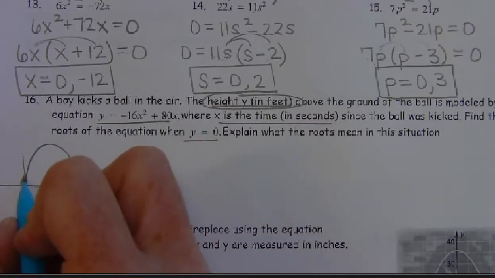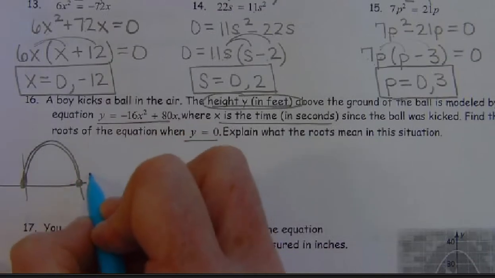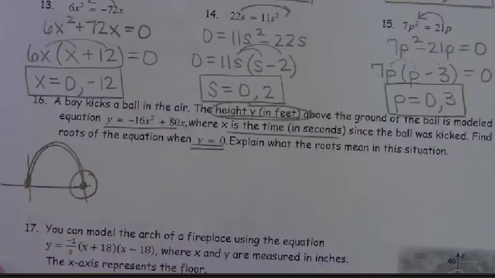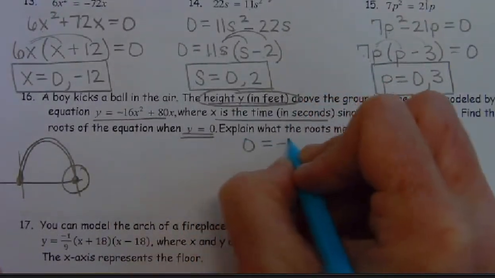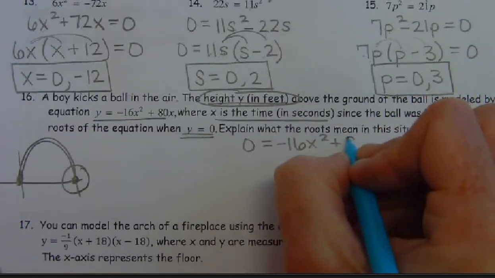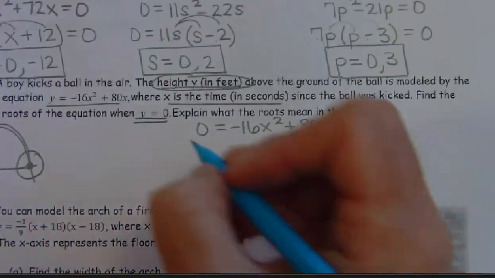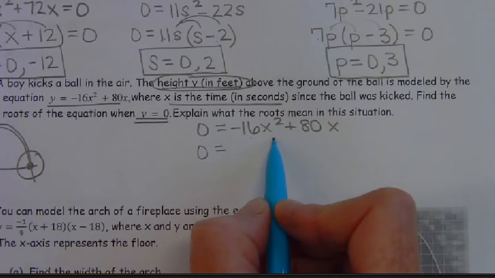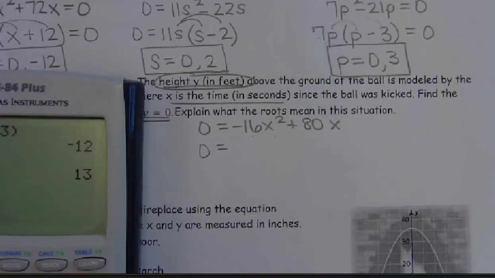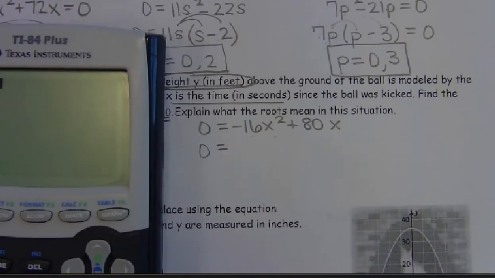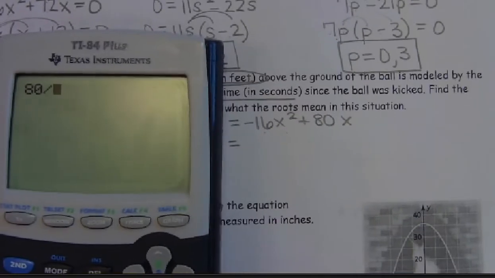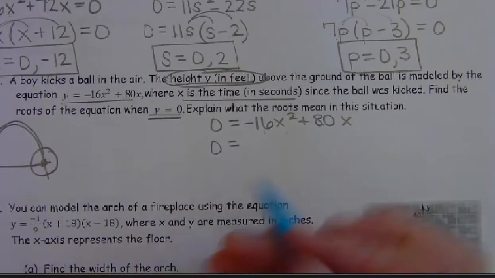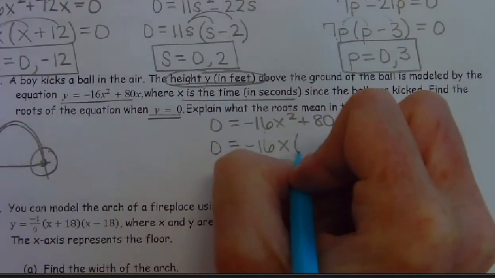So this is kind of what our graph looks like. He kicks the ball here, it goes up, it comes back down. We're trying to find how long it's in the air and when it's back on the ground, and that's what this means right here. So I'm going to plug in 0 for my y, and I'm going to factor this. If you ever have a negative in front of the x squared, you will want to try and pull out a negative. The first way I always check is, does this number go into the 80 evenly? If I divide the two, I will quickly see that 16 goes into both of them. So I'm going to pull out a negative 16 and an x.